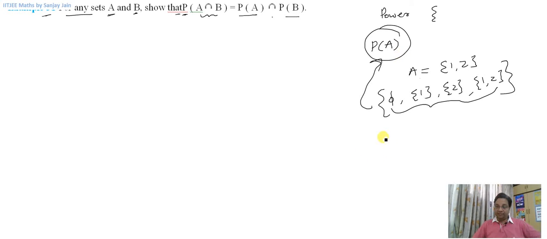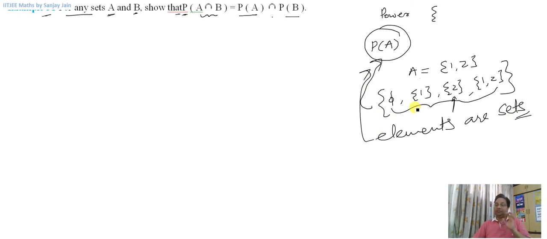So if you see, the elements themselves are sets. Elements of a power set are themselves sets, right? And what kind of sets are they? They are subsets of the set of which we are taking the power set. I hope this is clear.